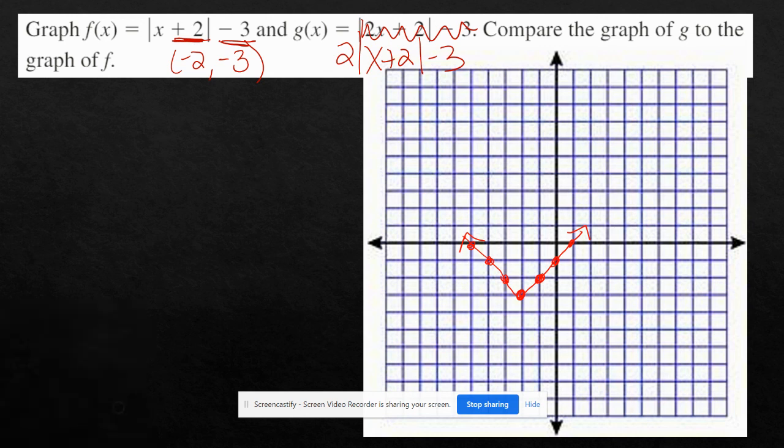For the second graph, it has that same vertex of negative 2, negative 3, but this time we're stretching it. We're stretching it towards y, or together, by 2. And so we have the same thing, but we're doubling and doubling. And there's our new graph.